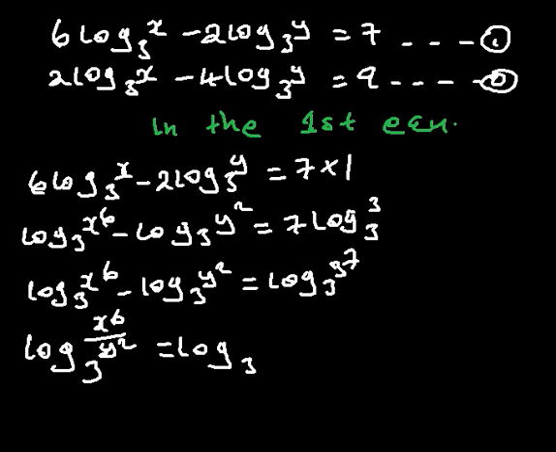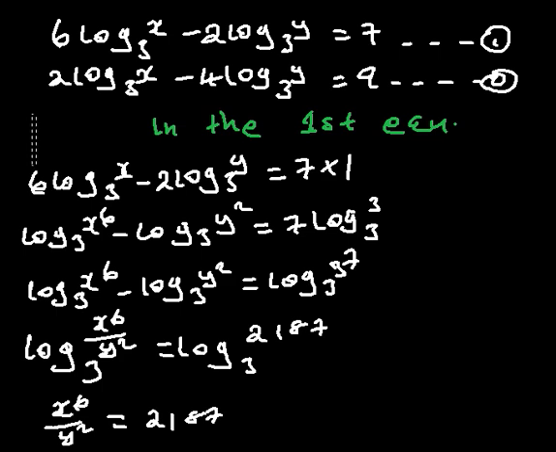What is 3 to the power 7? Using a calculator, 3 to the power 7 is 2187. Then we are going to take the antilog of both sides. That will be given as x to the power 6 over y to the power 2, which is the same as 2187.